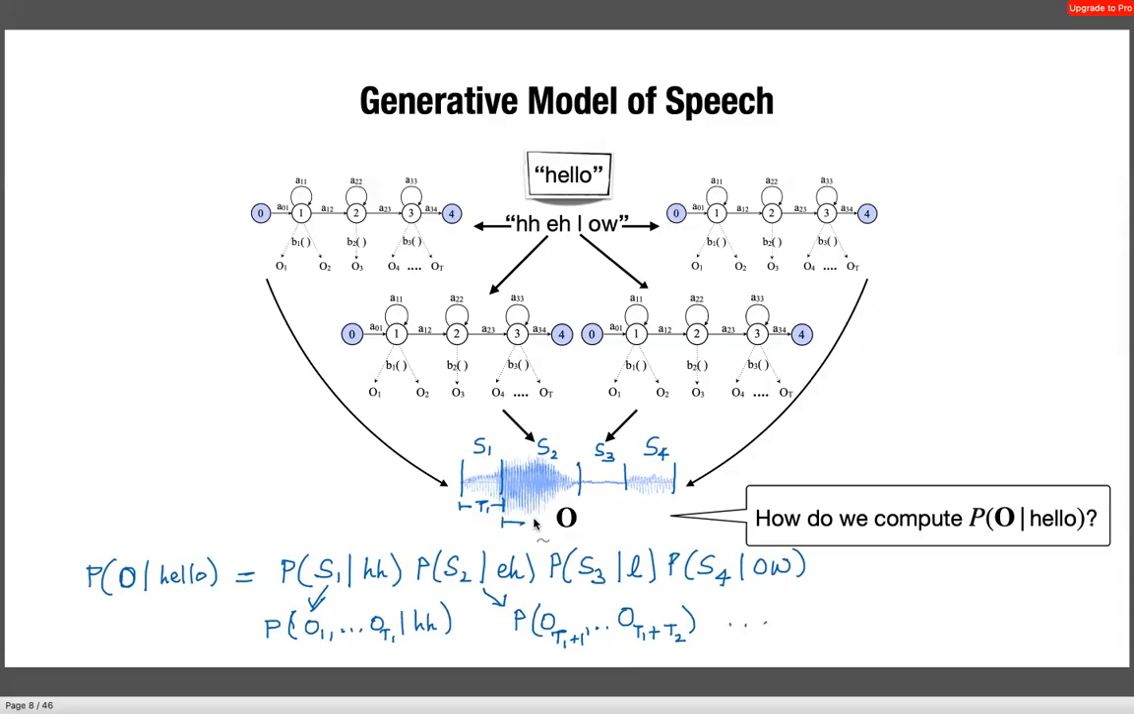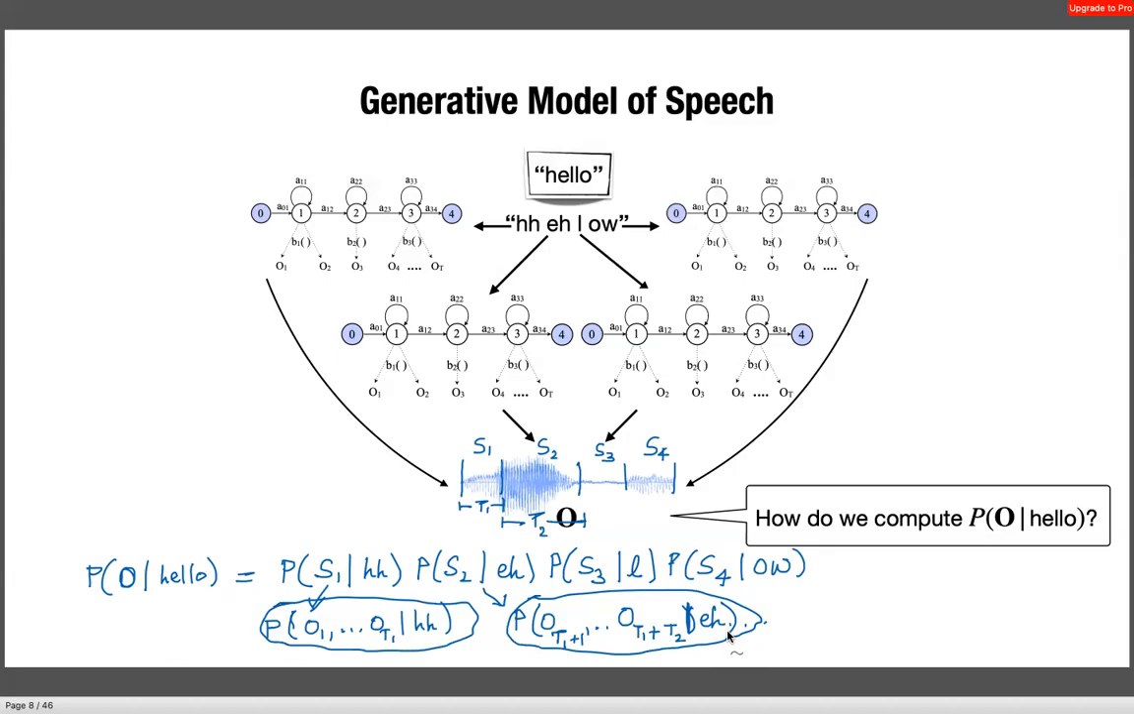So here you're assuming that the length of the second segment is T2, right? Now, how do I, okay, now this is the question of interest. How do I compute these likelihoods? How do I compute this probability, and so on? So here, there's a condition on EH, right? And this is where HMMs are handy and give us efficient algorithms to compute these probabilities.